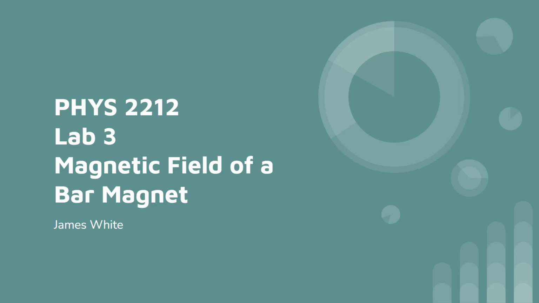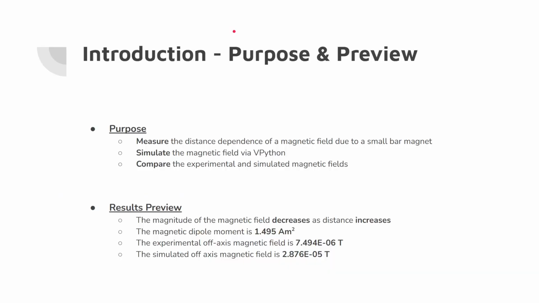This is Physics 2212, Lab 3, the magnetic field of a bar magnet. So a little introduction here. The purpose of this lab was to measure the distance dependence of a magnetic field due to a small bar magnet, simulate that using VPython, and then compare the experimental and simulated magnetic fields.